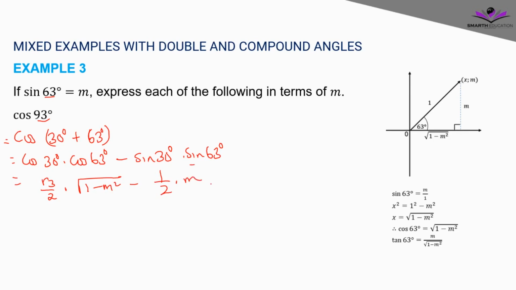We can simplify this. So this is like over 1. And then root 3, remember root a times root b is equal to root ab. So we can multiply this 3 and the 1 minus m squared. So what do we get? 3 minus 3m squared over 2 minus m over 2.